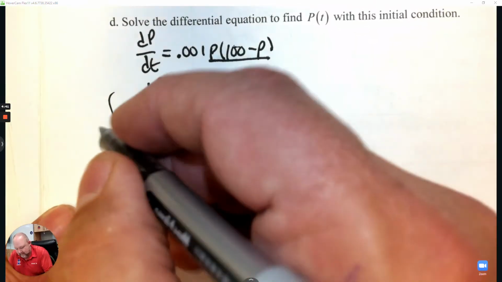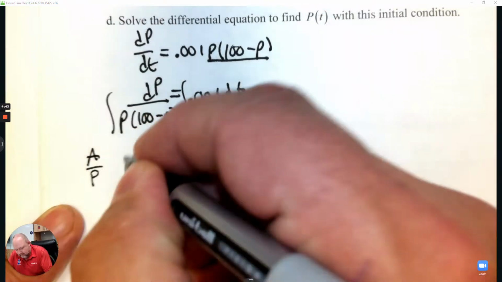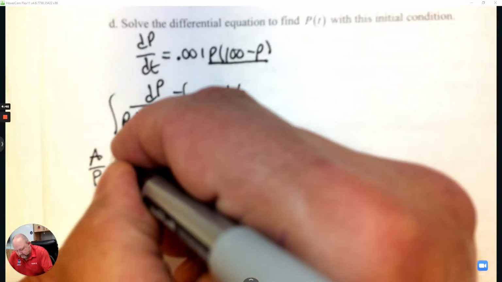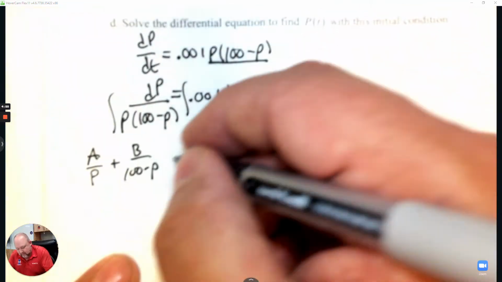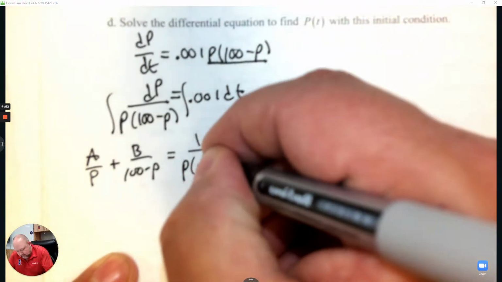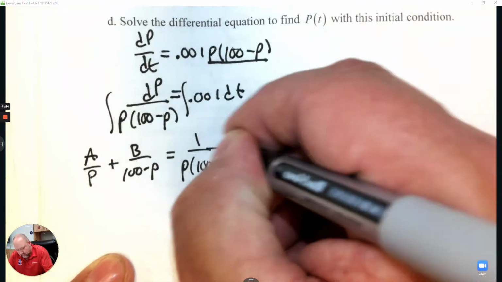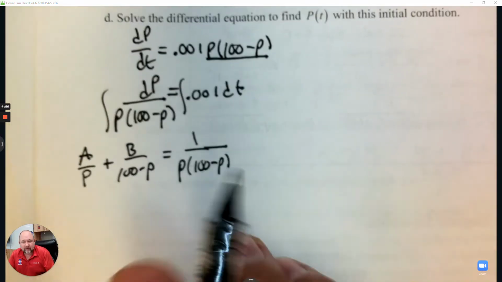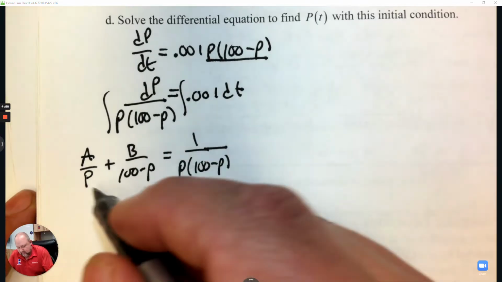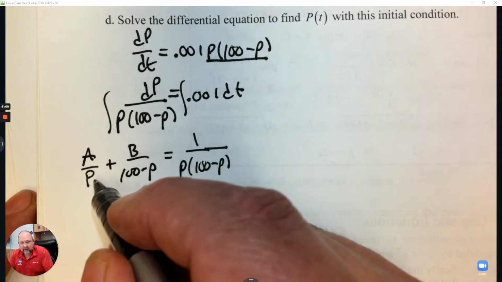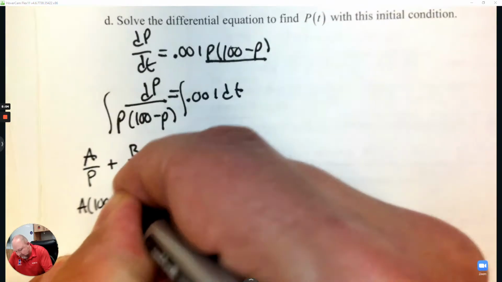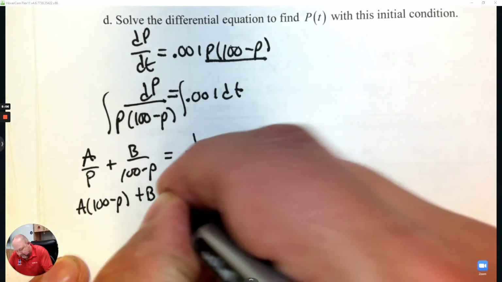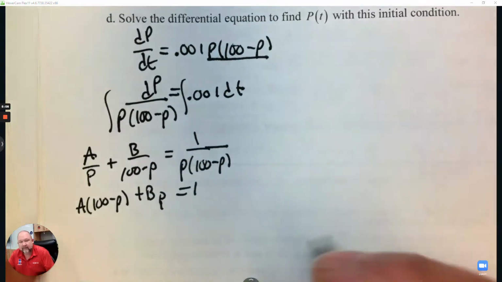So on the side, I have A as the first. It's already factored out. And that's going to be equal to 1 over this. So I'm going to separate it into two fractions. If I multiply to make common denominators, A goes with 100 minus P, and B is just P, and that's equal to 1. And that's what I'm going to use.